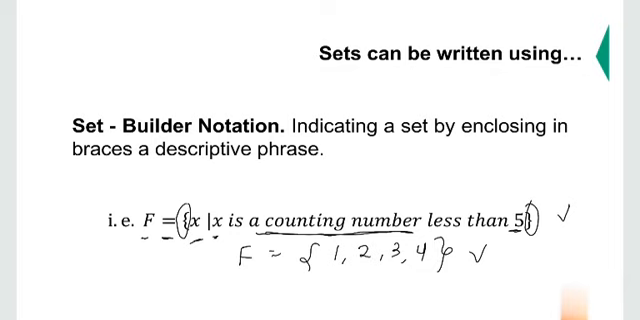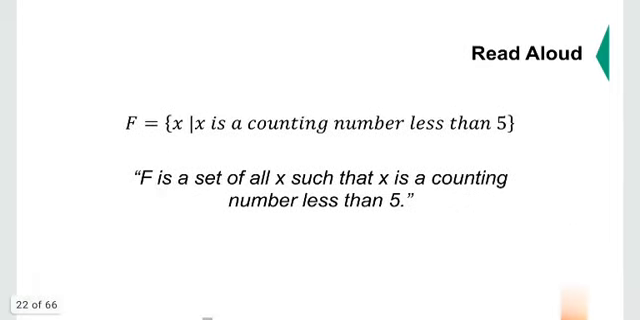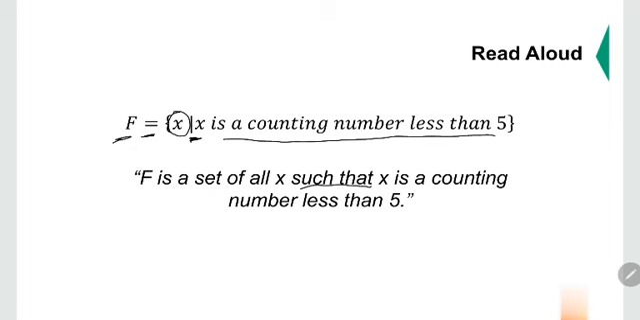Obviously, you might say na, oh sir, mas madali naman kapag set roster. But that's only in this particular example, diba? There are cases that you would prefer actually the set builder notation. So how do we read it? F is a set of all x such that x is a counting number less than 5.